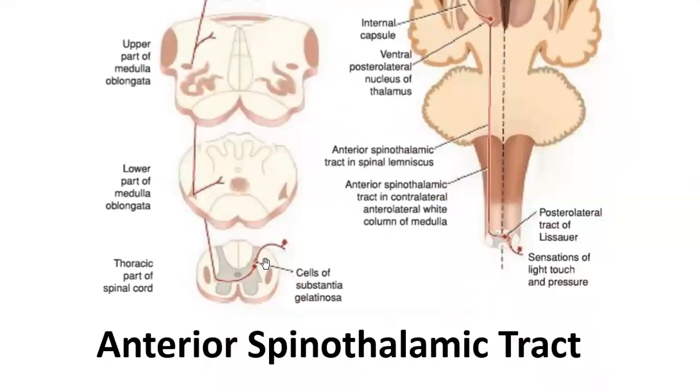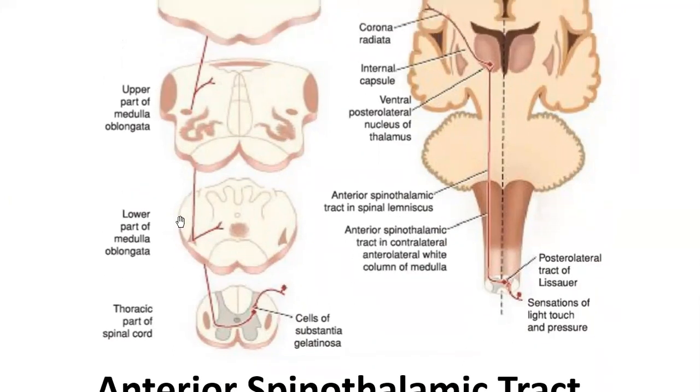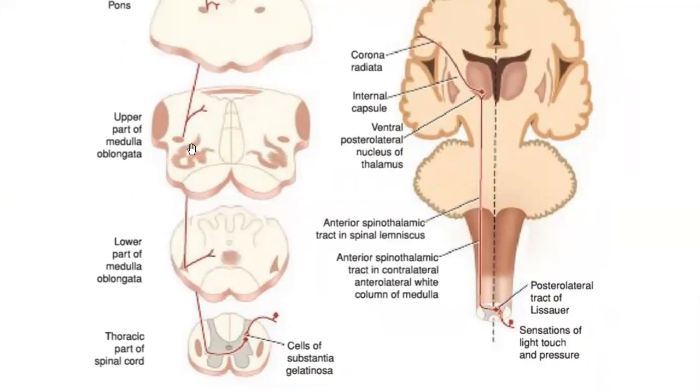And similarly, looking at this picture, this is the first order neuron, the dorsal root ganglion. These are the cells of the substantia gelatinosa. Second order neurons, this is crossing obliquely, decussating in the thoracic part of the spinal cord, going upwards to the lower part of the medulla oblongata, lateral side of the medulla oblongata, and this is the upper part of the medulla oblongata, and the level of this tract, the anterior spinothalamic tract, is between the inferior olivary nucleus and the nucleus of the spinal tract of the trigeminal nerve.